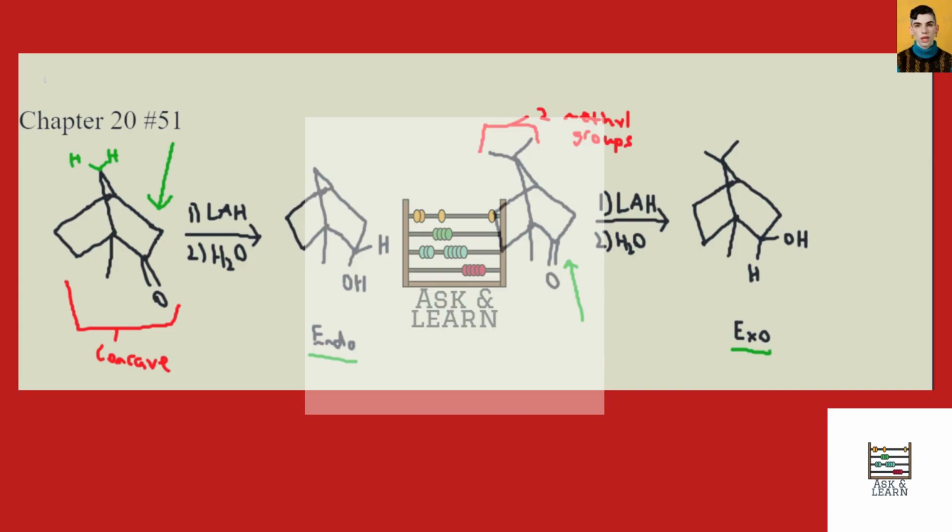And so that's it. That's the whole answer, sterics. And basically, in the first reaction, the concavity of the ring really sterically prevents approach from the bottom. It makes approach from above the ring much more favorable. And then in the second reaction, we have those two methyl groups above the ring, and they are hindering enough that it makes approach from the bottom more favorable. And that's the answer to Chapter 20, problem number 51.